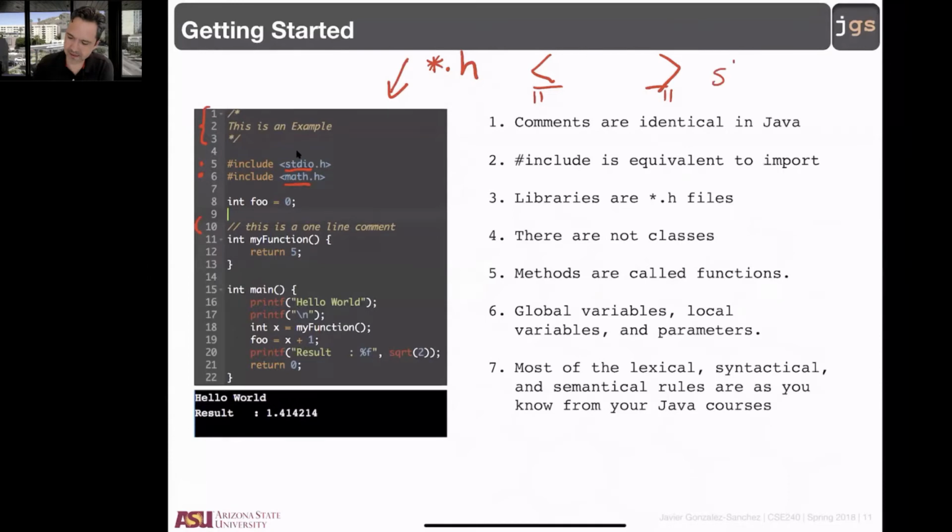stdio. Any idea about the meaning of that library? stdio. Two words. std, standard, thank you. io, input, output. Standard input, output. Yeah, the instruction to send something to the screen is going to be in this library because the screen is the standard output. The instruction to read something from the keyboard, that is the standard input. The instruction is going to be in that library.